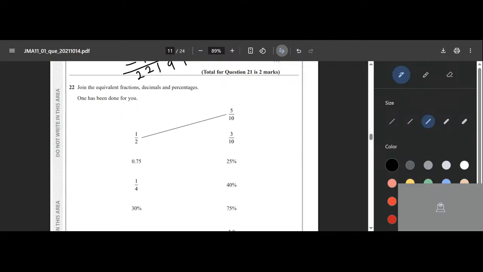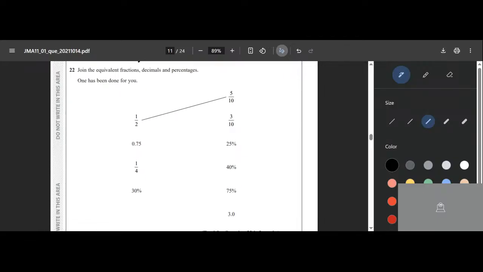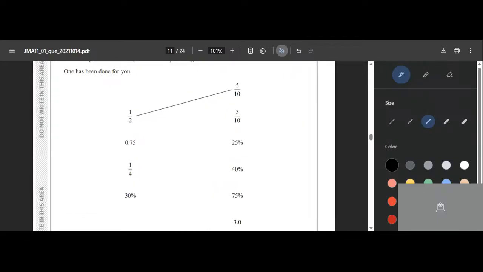You're told to join the equivalent fraction, decimal, and percentage. The first one has been done for you, so we only have 3 options here. Because all the choices are in percent, let me convert them to percentage. This one, I'll multiply it by 100. So I have 30%. If I was to convert this in percent, it will be 30% directly.